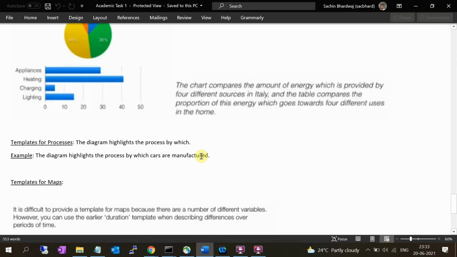A diagram would be given to you, and it would show that first wheels are made, and then the car, and the engine, then tires are being attached. For that, this can be written.